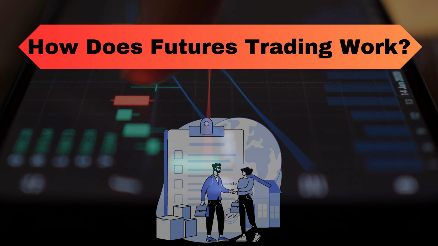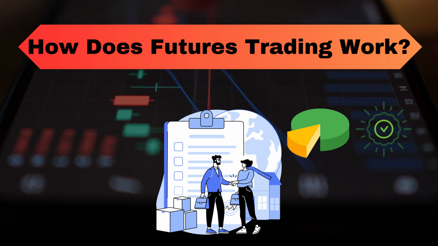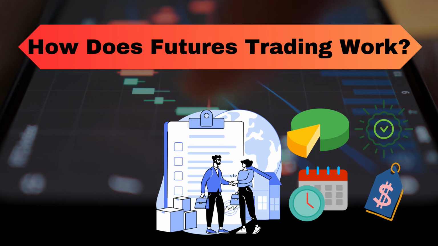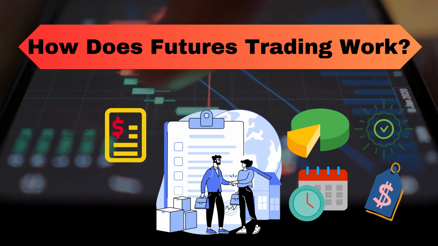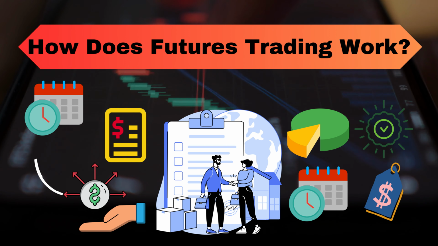In futures trading, buyers and sellers enter into a standardized contract that specifies the quantity and quality of the underlying asset, the settlement date, and the price. The buyer is obligated to purchase the asset at the agreed-upon price at the settlement date, while the seller is obligated to deliver the asset at the settlement date.